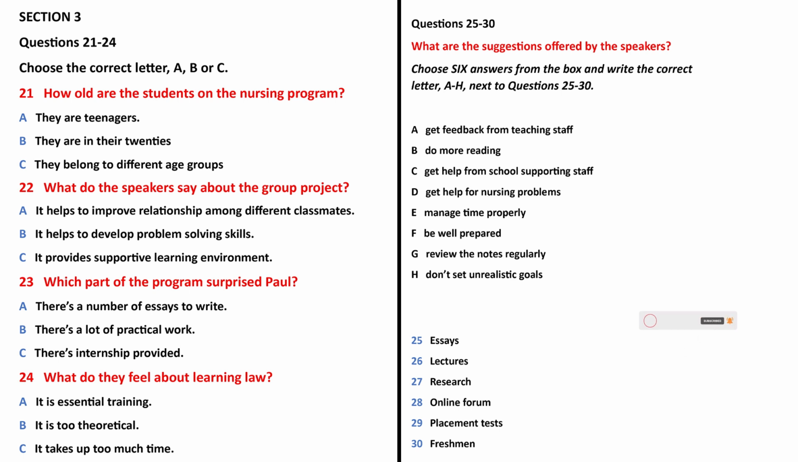Before you hear the rest of the talk, you have some time to look at questions 25 to 30. Now, listen and answer questions 25 to 30. Do you have any suggestions for prospective students?